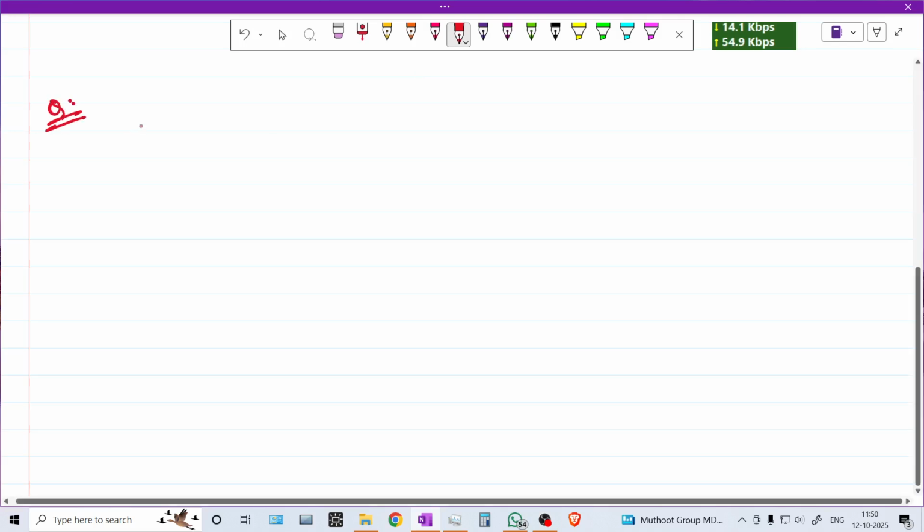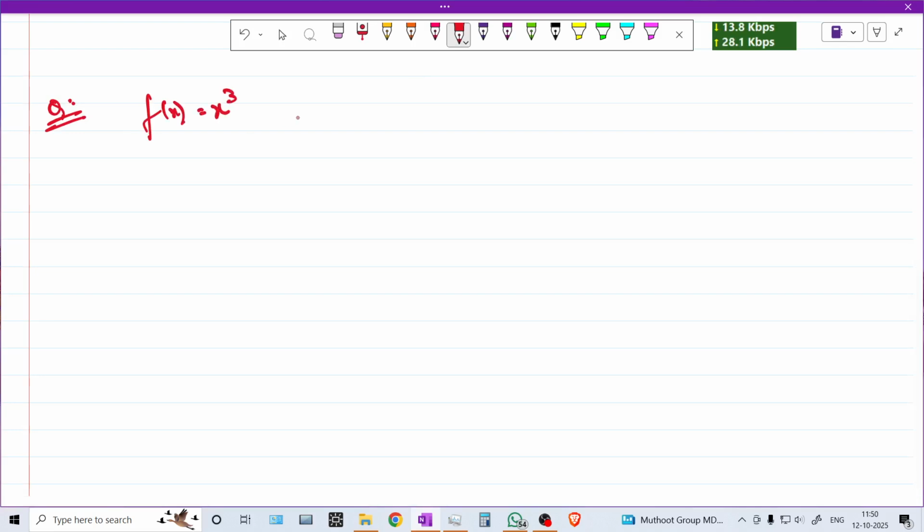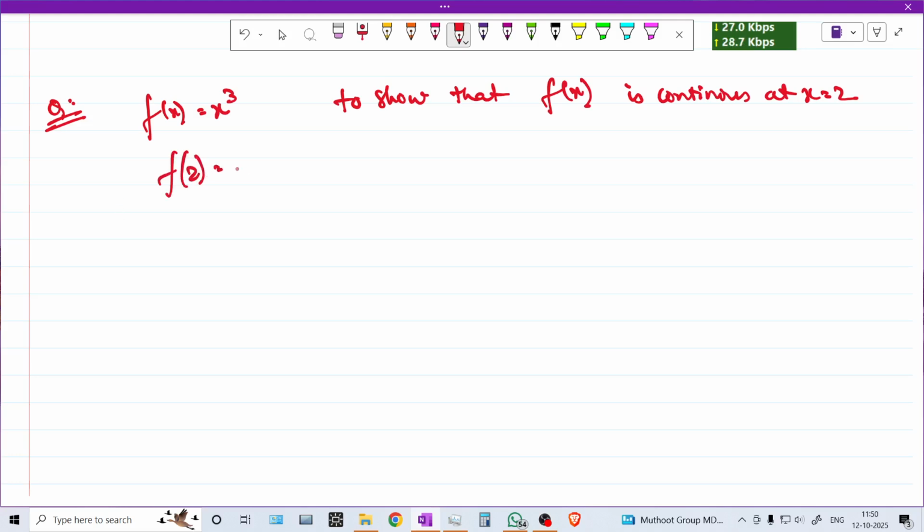The question I am writing on the screen: f(x) = x cube is a function, and we need to show that f(x) is continuous at x equal to 2. This we need to show. Then what will we do? First we will find the value of the function at the point 2. So we write f(2) = 2 cube = 8.